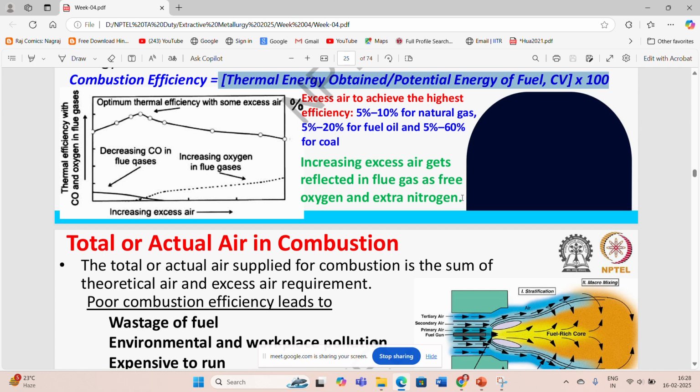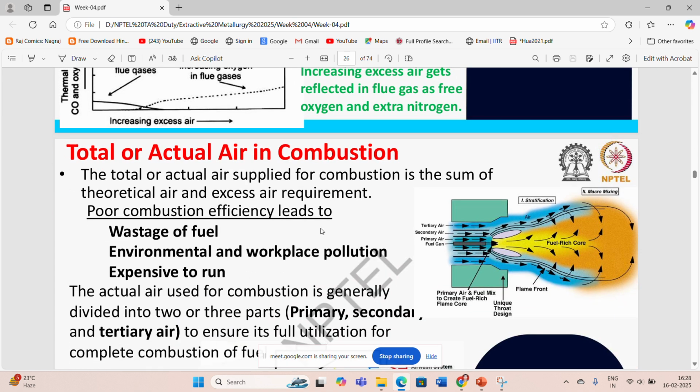So whatever the excess amount of oxygen or excess amount of air we are providing to the system, it will reflect in our flue gases. So the total or actual air supplied for combustion is the sum of theoretical air and excess air requirement.